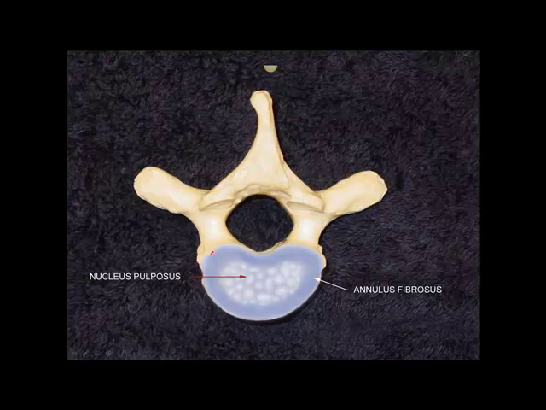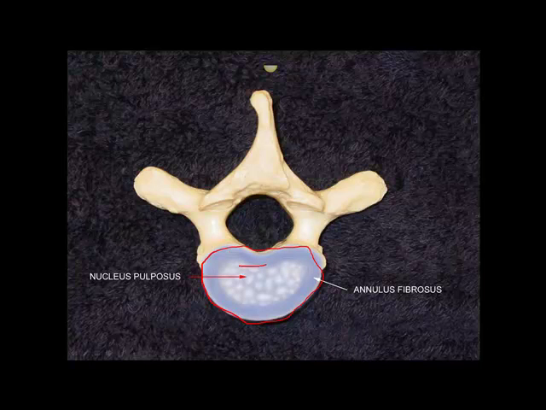So the disc has an annulus fibrosus around the edge, which is tough, fibrous connective tissue. And then it has a softer jelly center, which is also connective tissue, but it's more jelly-like, so it can absorb shock. And what happens is that wear and tear will break this down, and this will protrude out. And the nerve from the spine is coming out here. So it pushes into that nerve, and you either have pain or weakness in a limb.